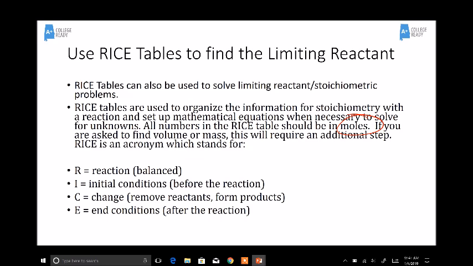RICE is an acronym. R stands for the balanced reaction or the balanced equation. I stands for the initial conditions, what you have before the reaction happens. C stands for the change that happens as the reaction takes place. Reactants are used up or removed, while products are made or formed. And then E is the end conditions, what you have after the reaction is over.